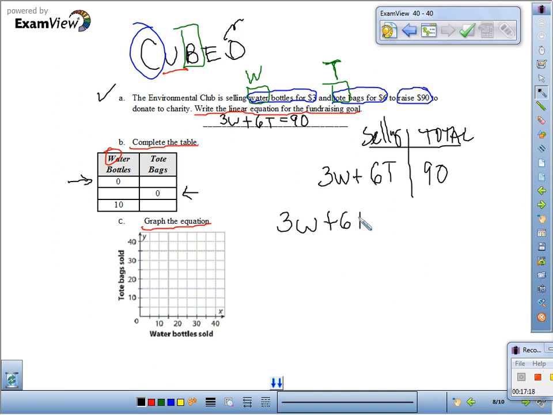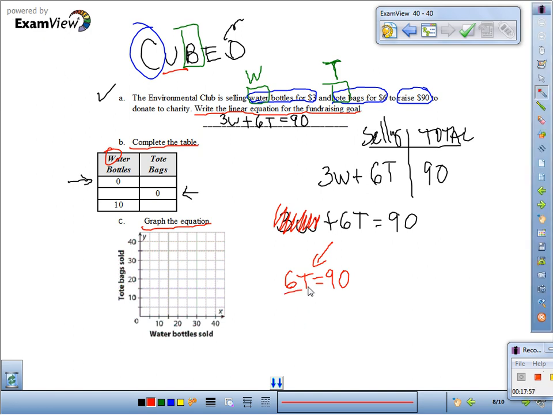3W plus 6T equals 90. We're going to do the work to the right of where you have the graph and all that. So with your finger, you're going to cover this part. Don't scratch it out. With your finger, you're covering that part. And what do you see? So I'm going to write 6T equals 90. So why did I cover the W with my finger? Because W is 0, and 3 times 0 is 0. So we were blocking it out. So we're left with that.